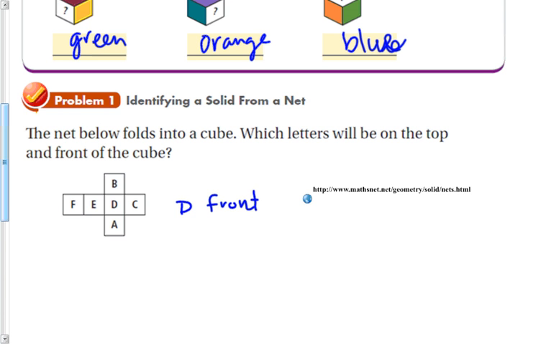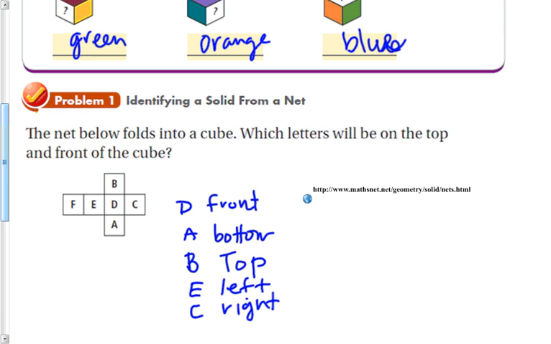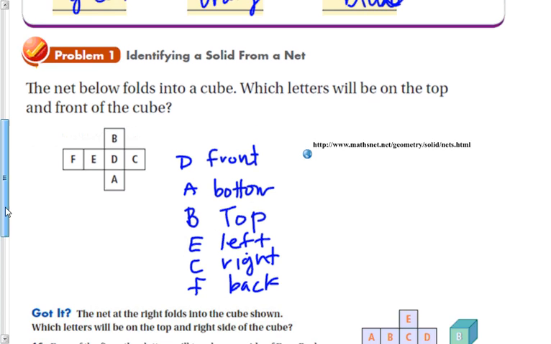And if D is the front, then that means, and this isn't part of it, but we just want to know, that A is on the bottom, and B is on the top. And then just to be consistent here, E will be called the left, and C will be the right side, and F will be the back. All right? So go ahead, you try that.